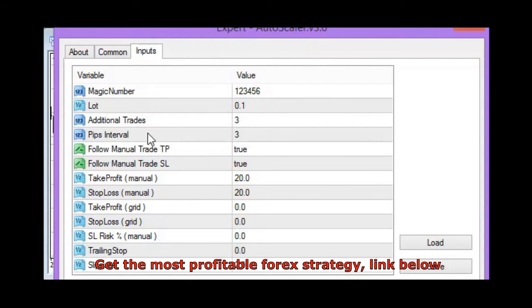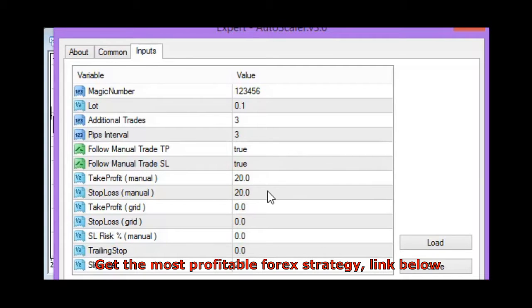I'm putting in 3 additional trades. I'm setting them 3 pips apart. I'm using the follow manual trade, take profit and stop loss settings. I've set those to true. So what that means is when price reaches my take profit or stop loss on the first trade that I take, the manual trade, all of the AutoScaler trades which trigger will be given the same price point for their take profit and stop loss. So when price hits a certain point, boom, that's it. All the trades are out. All the open trades are closed anyway.